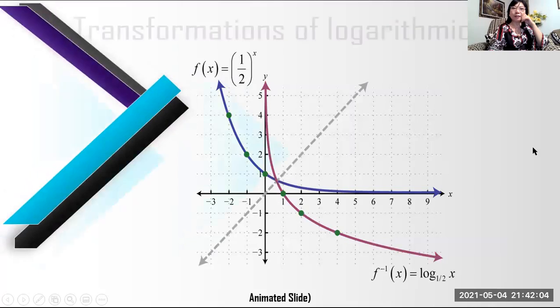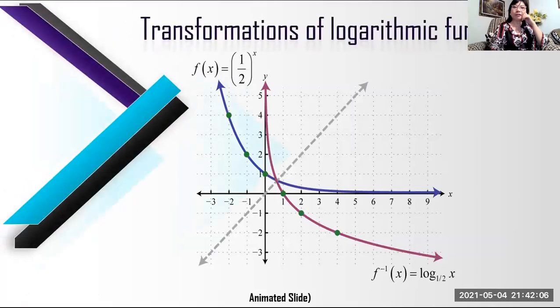Let's take a look at another transformation of the logarithmic function. Again, this shows a straight line, the mirror line. Why do we have a mirror line? Let's take a look at the logarithmic function, the red one here. The red logarithmic function here stands for the inverse function of the exponential function here.